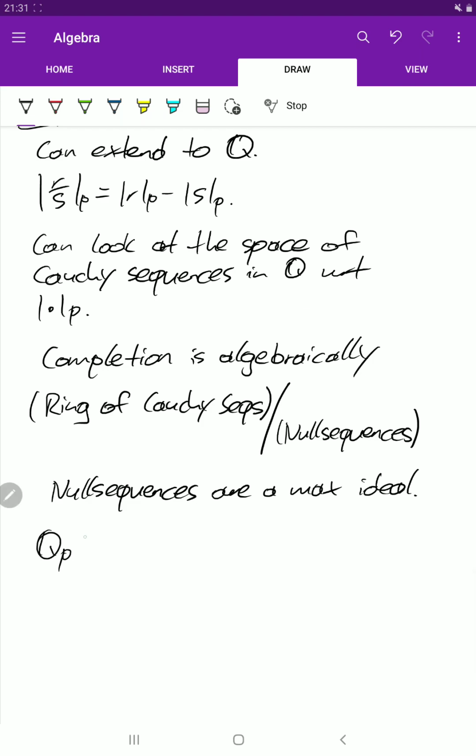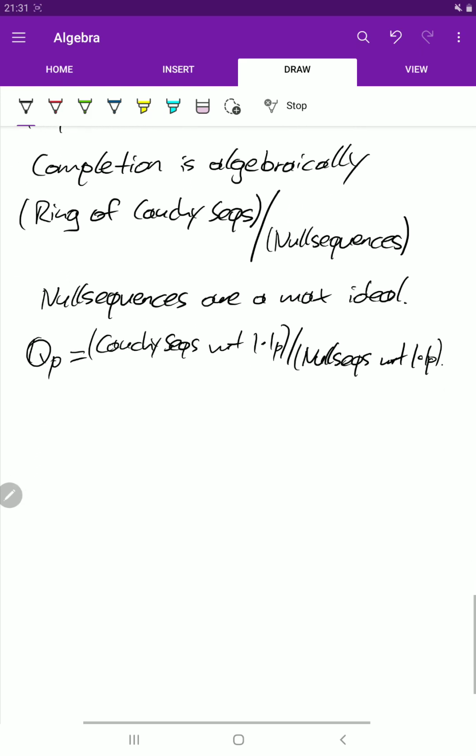So now let's define Qp. These are Cauchy sequences with respect to the P norm modulo null sequences with respect to the P norm. So now we see immediately that we get a field.